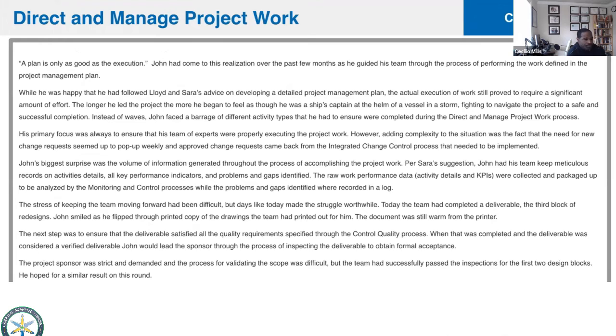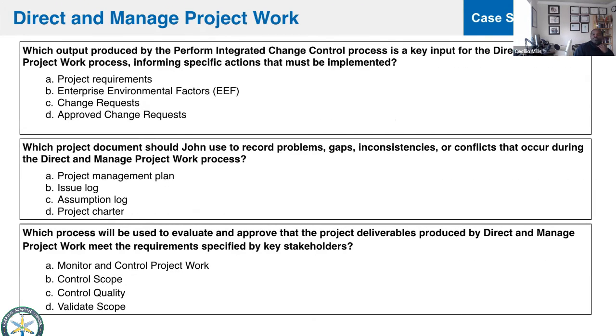All right, case study. Output produced by the perform integrated change control process is a key input for the direct and manage project work process. Approved change requests? Agreed. Okay. Which project document should John use to record problems, gaps, inconsistencies, or conflicts that occur during the direct and manage project work process? Issue log. Agreed. Okay. And which process will be used to evaluate and approve the project deliverables produced by direct and manage project work? Control quality. Okay. So we haven't gotten to any of these processes yet.